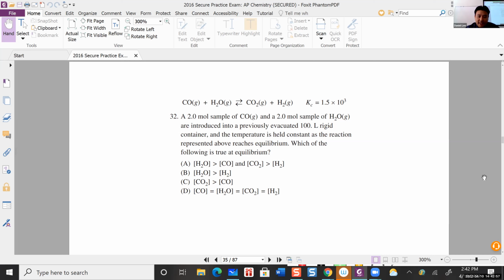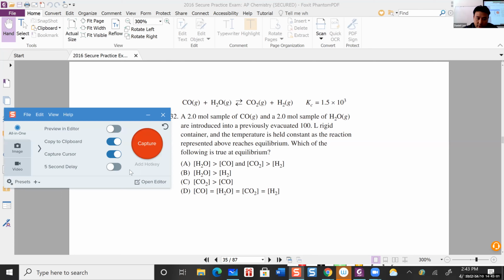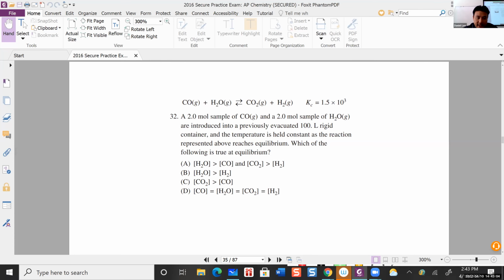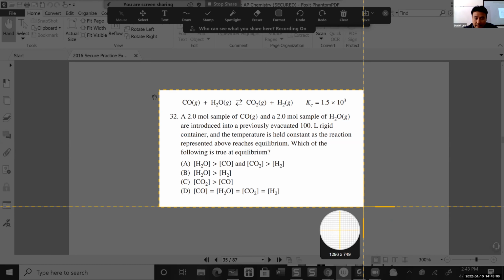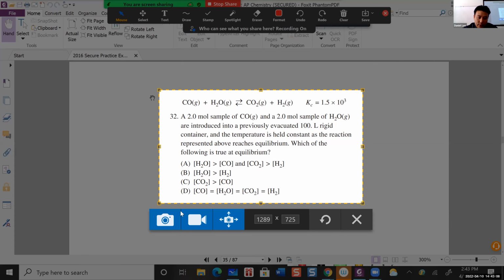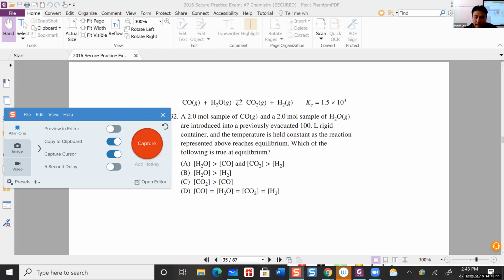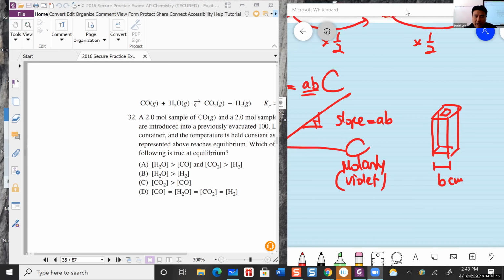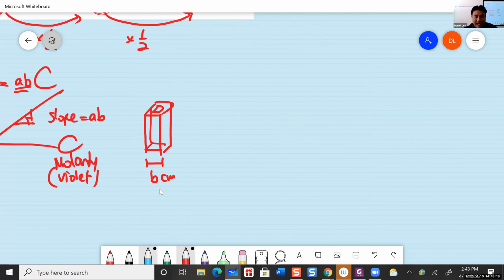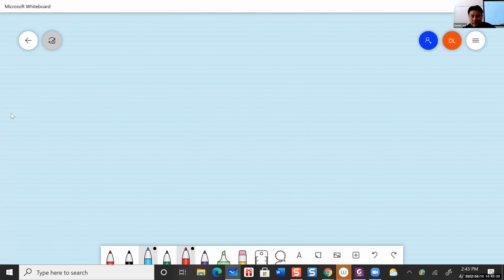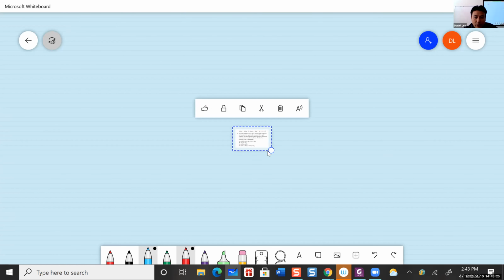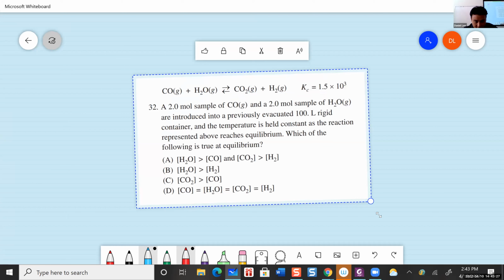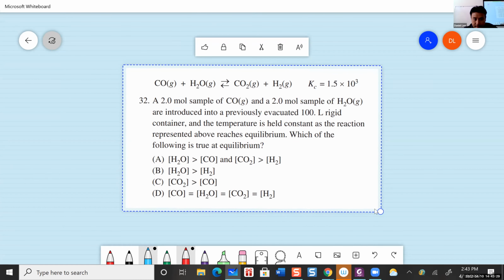32, I see ICE box, I see equilibrium. Let me make a copy of this and then let's do it out. I also see the equilibrium constant is huge, like 1500. So it's a very big equilibrium constant. That means essentially the reaction will go to completion. You can still do the ICE box, but the reaction essentially will go to completion because of the huge equilibrium constant.